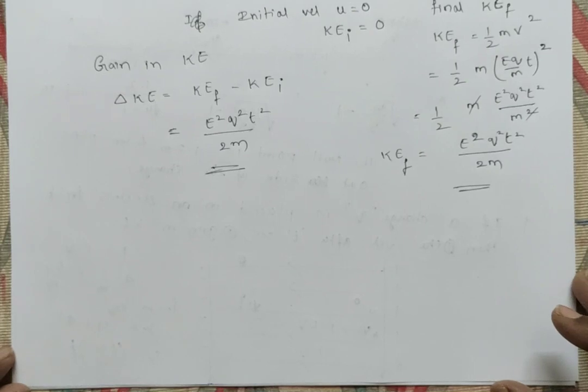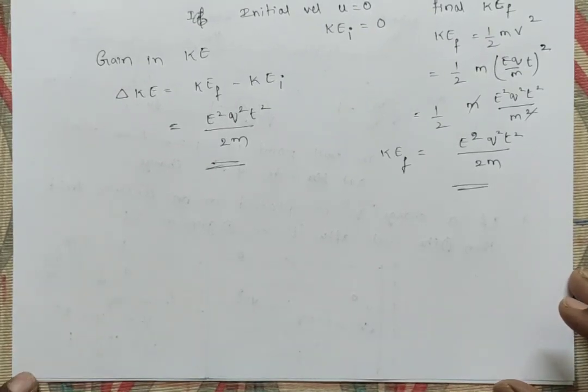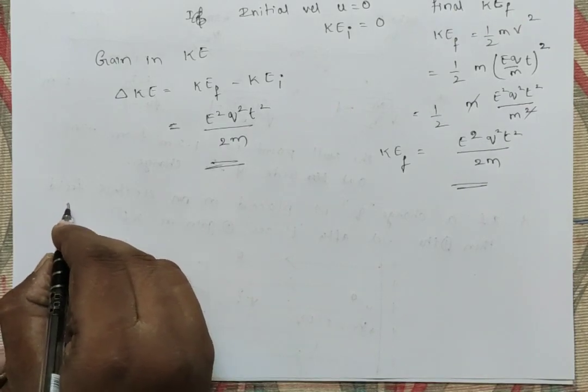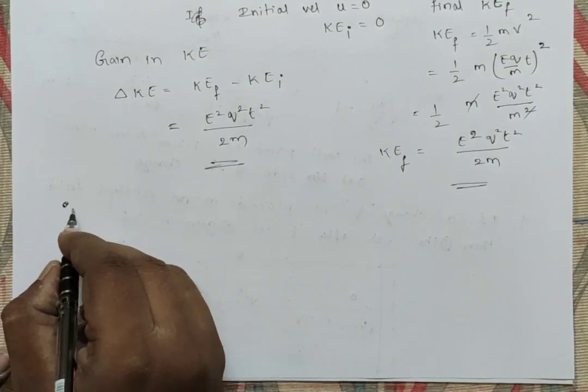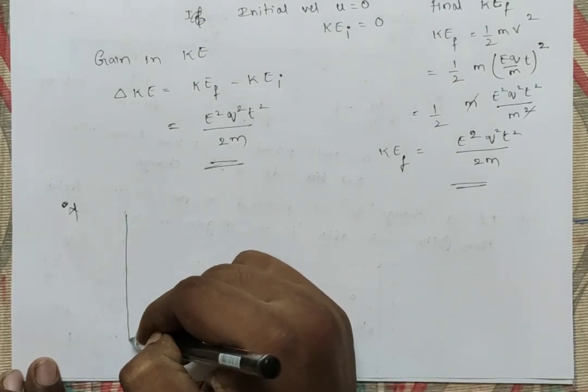Suppose the charged particle is projected normally. Suppose one more case I am telling you here, just one more point. A uniform electric field is there like this.